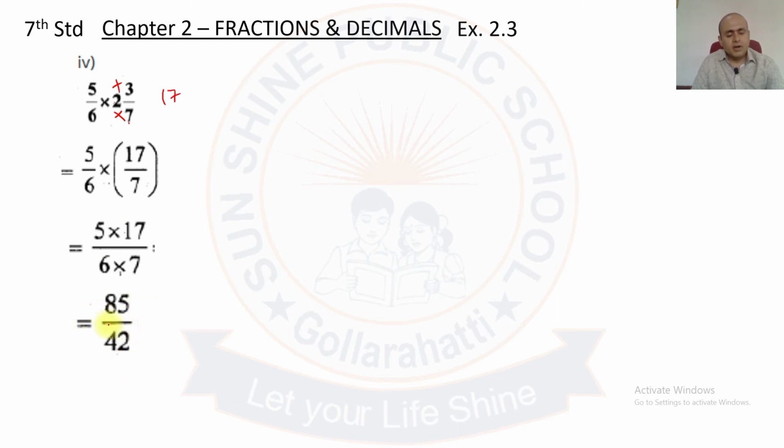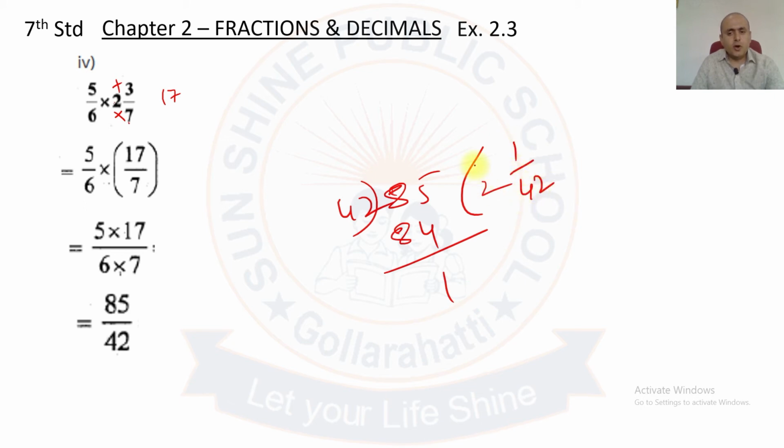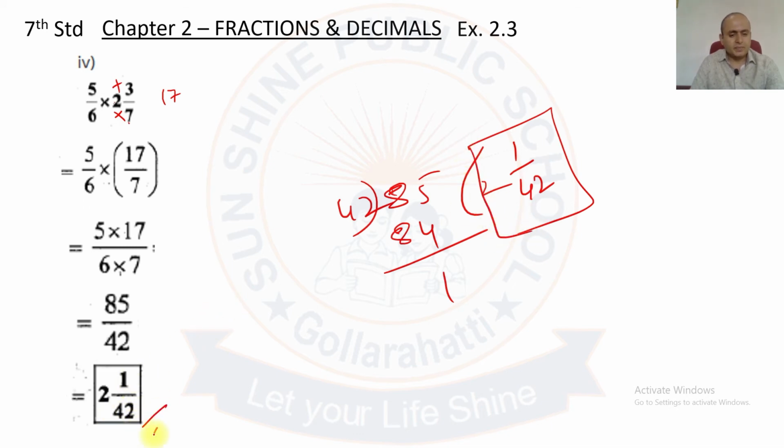By looking at this number, we can say that this is not divisible by any other number. Therefore this is an improper fraction. So 85 by 42 is an improper fraction. I should divide 85 by 42. 42 2s are 84 and the remainder is 1. Therefore 2 is the whole number, 1 is the numerator and 42 is the denominator. Therefore the answer is 2 1 by 42.